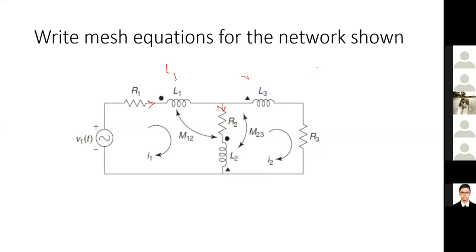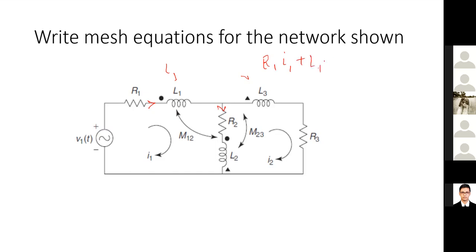I'll write here R1 I1 plus L1 dI1 by dt plus R2. What is the current here? The current here is I1 minus I2, plus L2 d(I1 minus I2) by dt. And there is this mutual inductance. What is the sign of mutual inductance in both these cases? It will be the same as the sign of self-inductance.